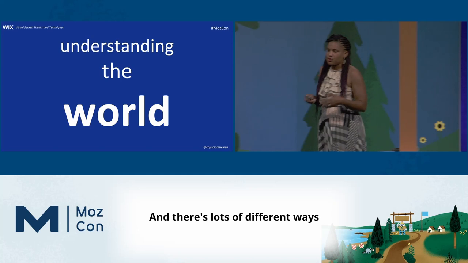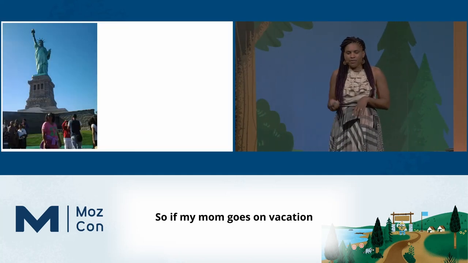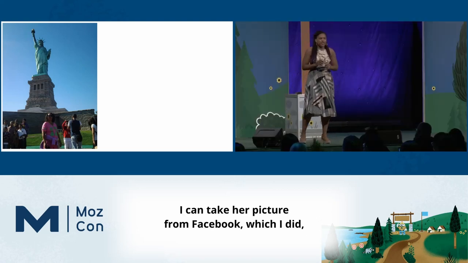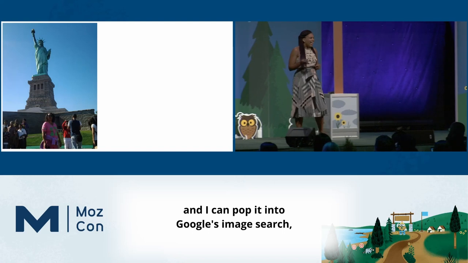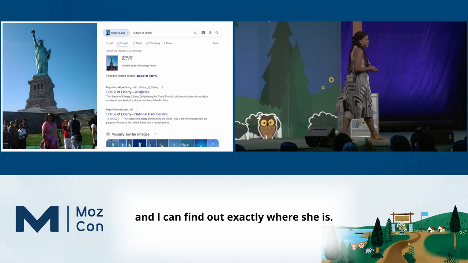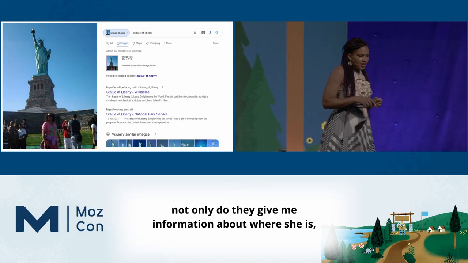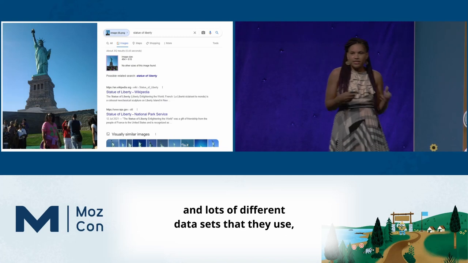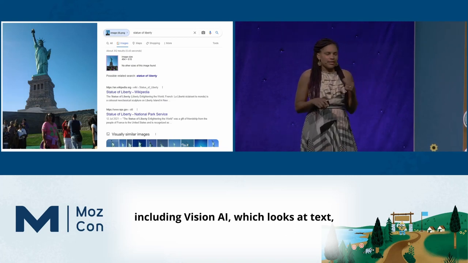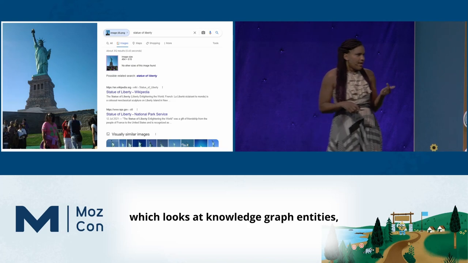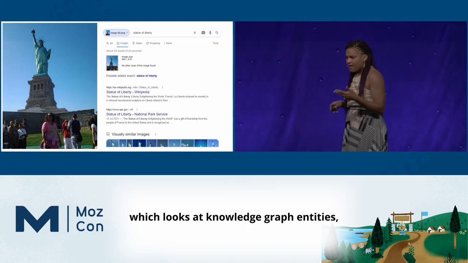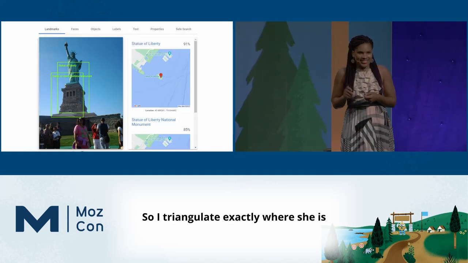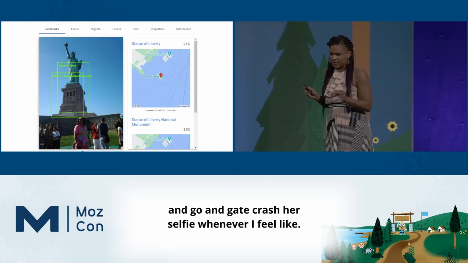And there's lots of different ways that you can explore this. So if my mom goes on vacation and she's not returning my calls and I want to know where she is, I can take her picture from Facebook, which I did, and I can pop it into Google's image search and I can find out exactly where she is. And not only do they give me information about where she is, but Google has lots of different image search tools and data sets that they use, including Vision AI, which looks at text, which looks at faces for sentiment, which looks at knowledge graph entities, which looks at lots of different elements, but they also look at location. So I can triangulate exactly where she is and go and gatecrash her selfie whenever I feel like.